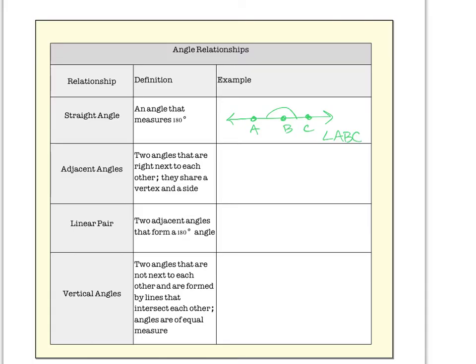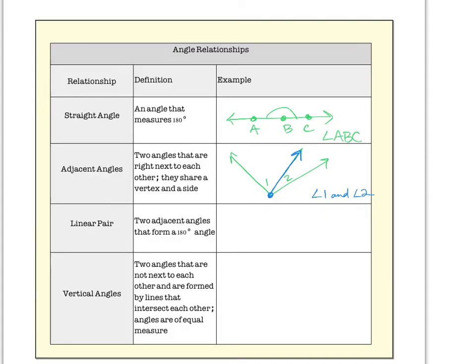Next, we have adjacent angles. Adjacent angles are angles that are right next to each other. They share a vertex and a side. So remember, a vertex is like the corner or the point of an angle. So adjacent angles look like this. Maybe this is angle 1 and this is angle 2. Notice they have a common vertex. Here it is. That's the vertex for angle 1 and 2. And they also have a common side, and that's right here in between them, that ray right there. So these would be adjacent angles, angle 1 and angle 2. They're right next to each other.